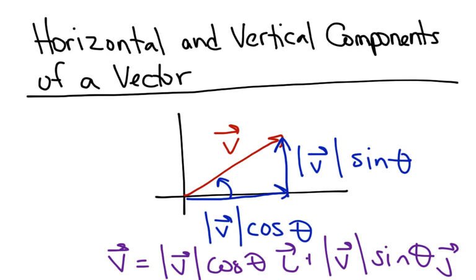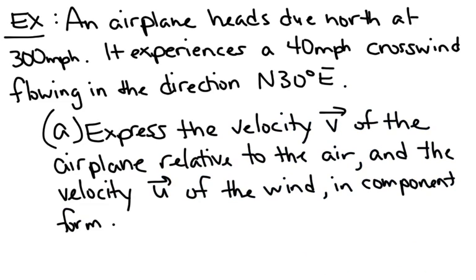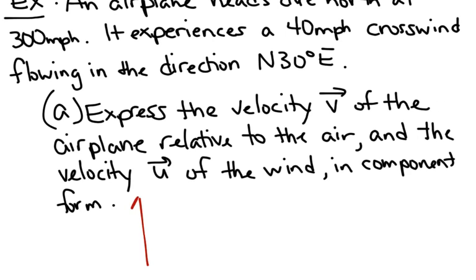Let's do an example of true speed using these component vectors. An airplane heads due north at 300 miles per hour. It experiences a 40 mile per hour crosswind flowing in the direction of north 30 degrees east. Express the velocity v of the airplane relative to the air and the velocity u of the wind in component form. Well, the airplane's easy. It's heading due north. So since it's heading in the j direction, the i component is 0. So it's going to be 0i plus 300j.